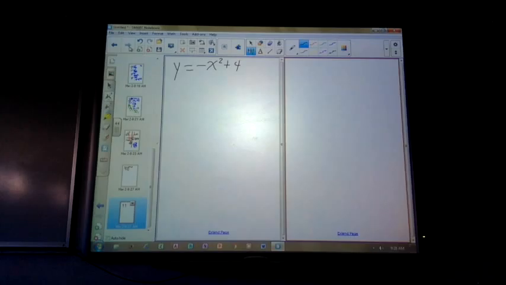Megan, which way are we growing on this one? Negative, right? Tristan answered. Negative. So we're not going to go 1, 3, 5. We're going to do what? Negative what? -1, -3, -5. Good.